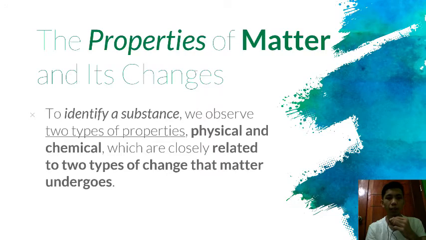We learn about matter by observing its properties, which are the characteristics that give each substance its unique identity. Just like in identifying a person, we might observe height, weight, hair, eye color, fingerprints, and now even DNA patterns until we arrive at a unique identification. To identify a substance, we observe two types of properties, namely the physical and chemical properties, which are closely related to the two types of change that matter undergoes.